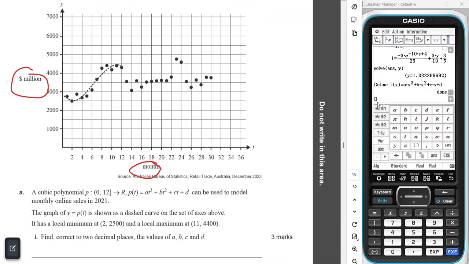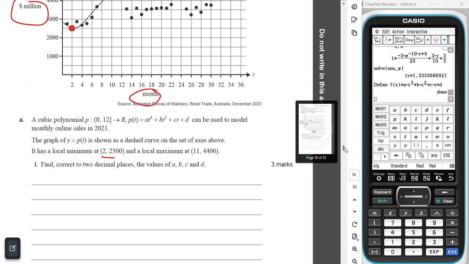It's a cubic polynomial, so I've defined that cubic polynomial over here. There's a local minimum at 2, and that's a local maximum, and we're suggesting we have a curve in between there. Okay, so to solve for A, B, C, and D.